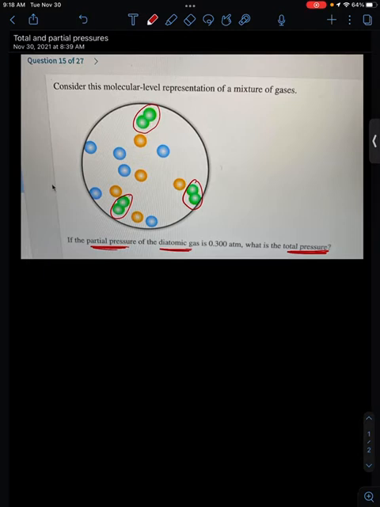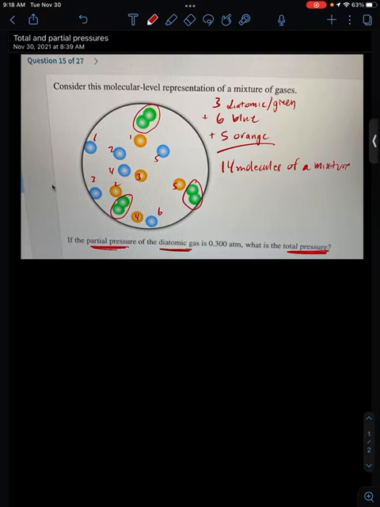Well, the first thing you need to do is figure out how many, well, I'm just going to label these out. So we have three diatomic. We have 1, 2, 3, 4, 5, 6 blue, and 1, 2, 3, 4, 5 orange. Okay, so in this representation, we have a total of 14 molecules of a gas of a mixture of gases.